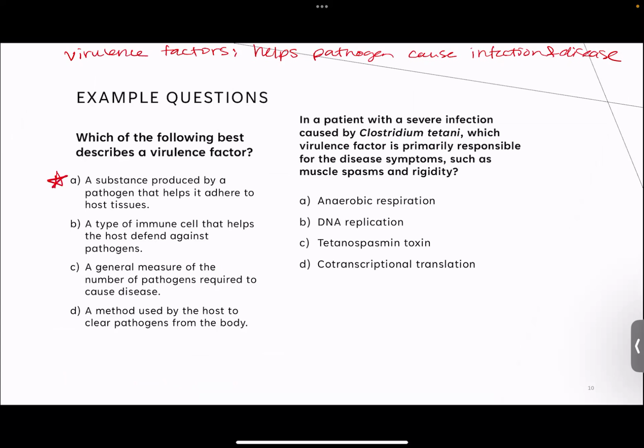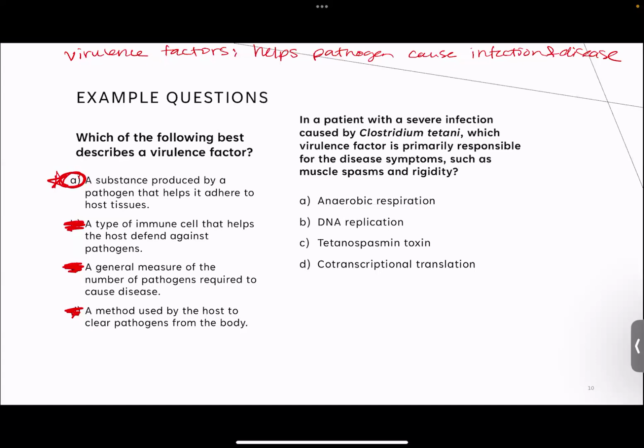That might help. A type of immune cell that helps the host defend against pathogens? Nope. A general measure of the number of pathogens required to cause disease? This one can get tricky if we want to get really specific, but generally speaking, no, not that. This is not our best answer. A method used by the host to clear pathogens from the body. A virulence factor is something that helps the pathogen survive better. And so if it helps it adhere to the host tissues, that would help it survive better. So A is our answer.